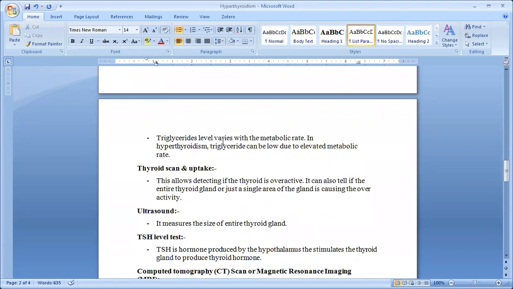Triglyceride level test. See here. Triglyceride level varies with the metabolic rate. In hyperthyroidism, what happens? The triglycerides can be low due to elevated metabolic rate. Here, the cholesterol level also decreases due to high metabolic rate, and the triglyceride level also decreases. It becomes low due to increased metabolic rate, and that's why there is a sudden weight loss. Are you getting all the points?